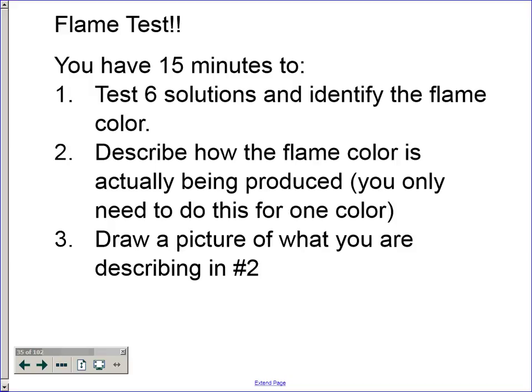Send somebody to me to come get a striker. Remember, 3 strikes, you're out. If you're out, you cut the gas off. How do you cut the gas off? You turn the gas jet off. You don't turn the Bunsen burner off.